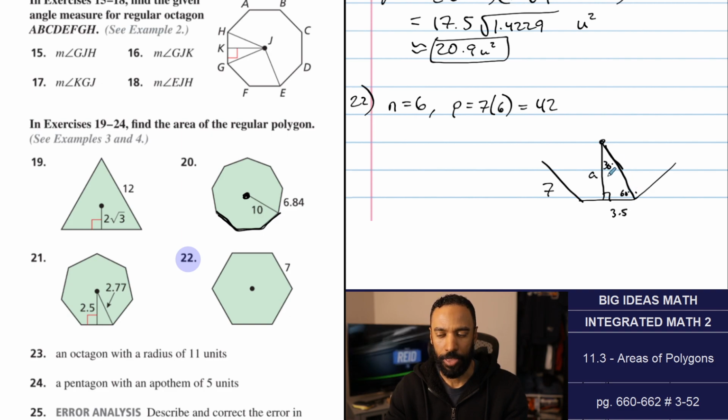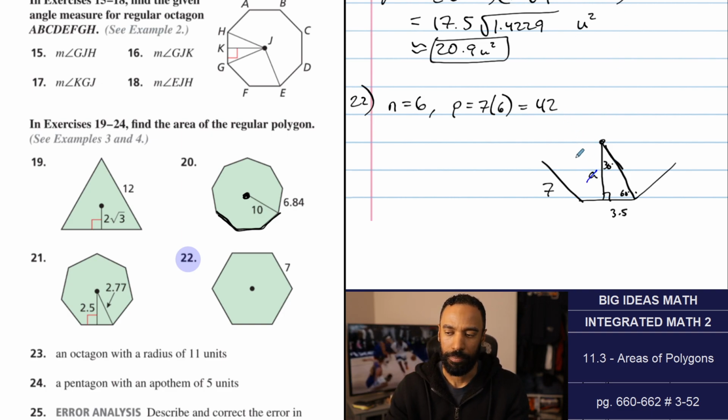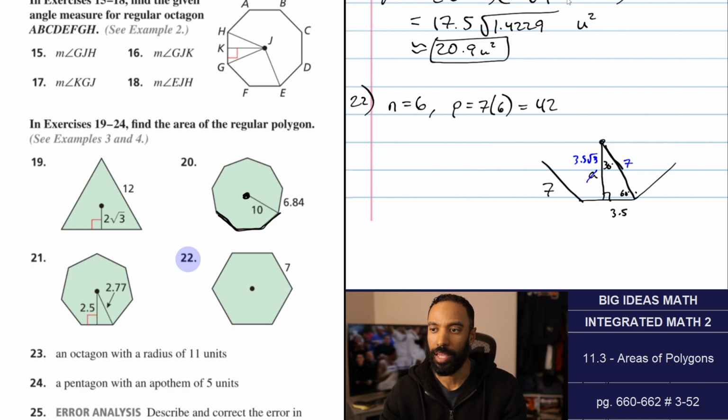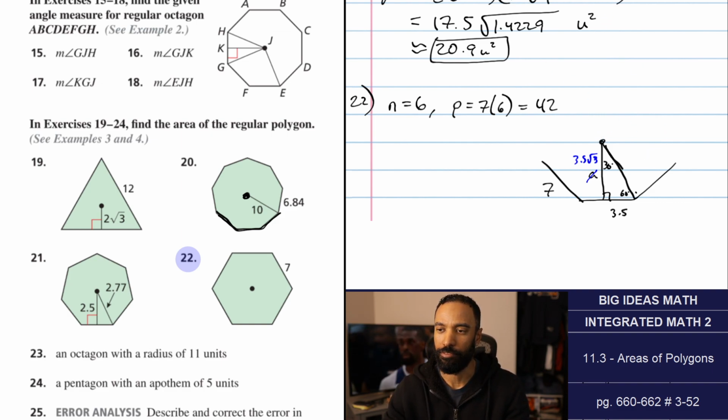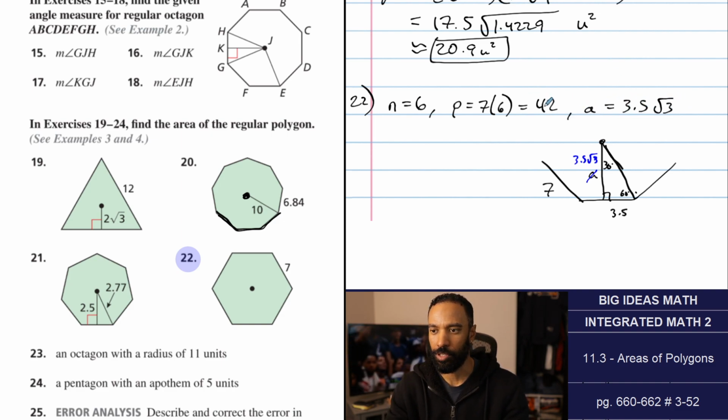To find the apothem, you don't need trig. This can be 3.5 root 3. It's a 1 to 2 to root 3 ratio relationship, like this length is 7 as well in this hexagon, by the way. But I don't need that. I just need the apothem of 3.5 root 3. So A equals 3.5 root 3, and we have our values, 42 and 3.5 root 3.